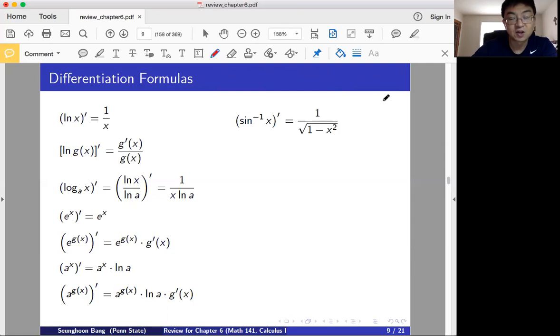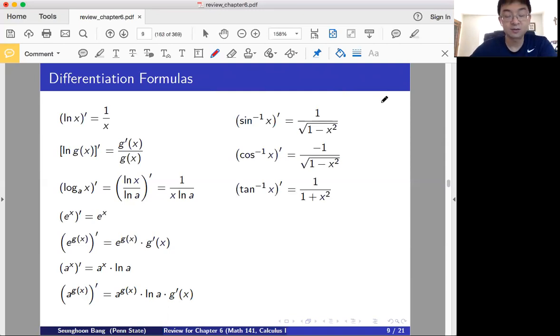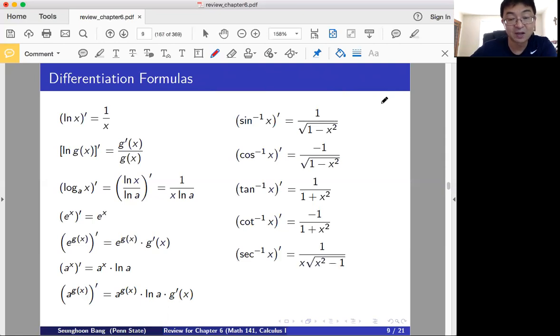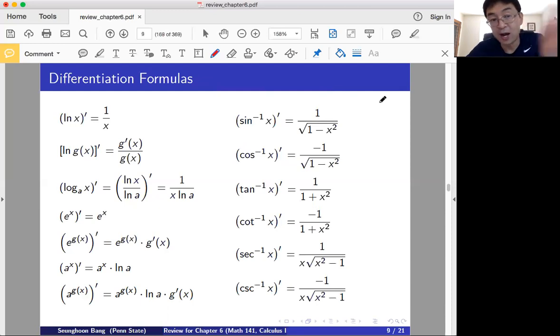Inverse sine of x prime is 1 over the square root of 1 minus x squared. Inverse cosine of x prime is minus 1 over square root of 1 minus x squared. Inverse tangent of x prime is 1 over 1 plus x squared. Inverse cotangent x prime is minus 1 over 1 plus x squared. Inverse secant x prime is 1 over x times square root of x squared minus 1. Inverse cosecant x prime is minus 1 over x times the square root of x squared minus 1. You need to memorize this whole rule.